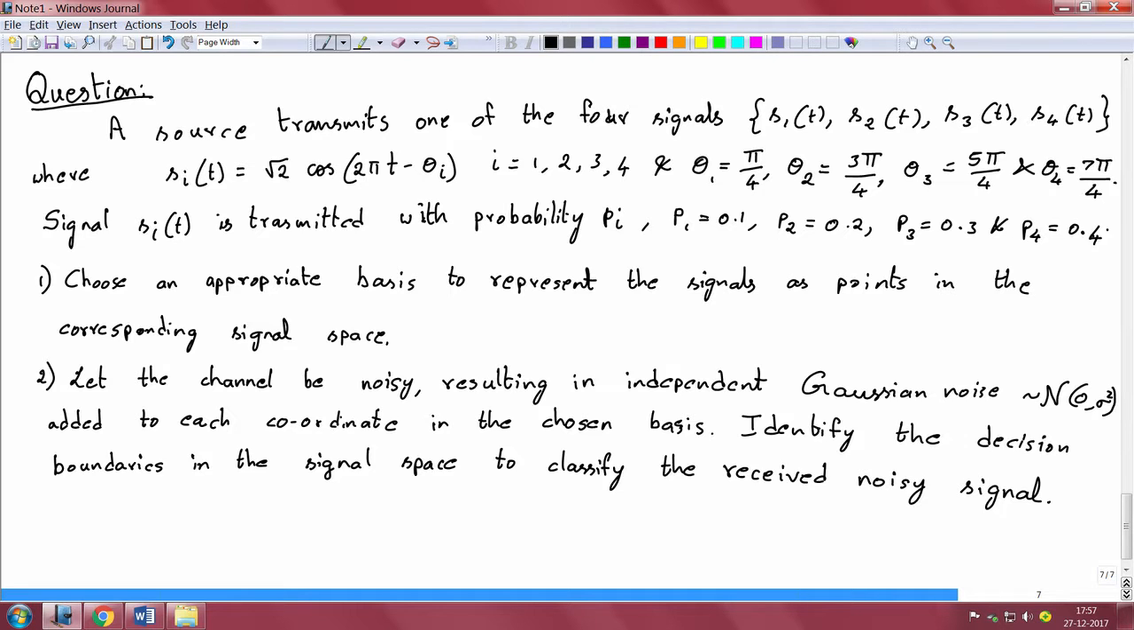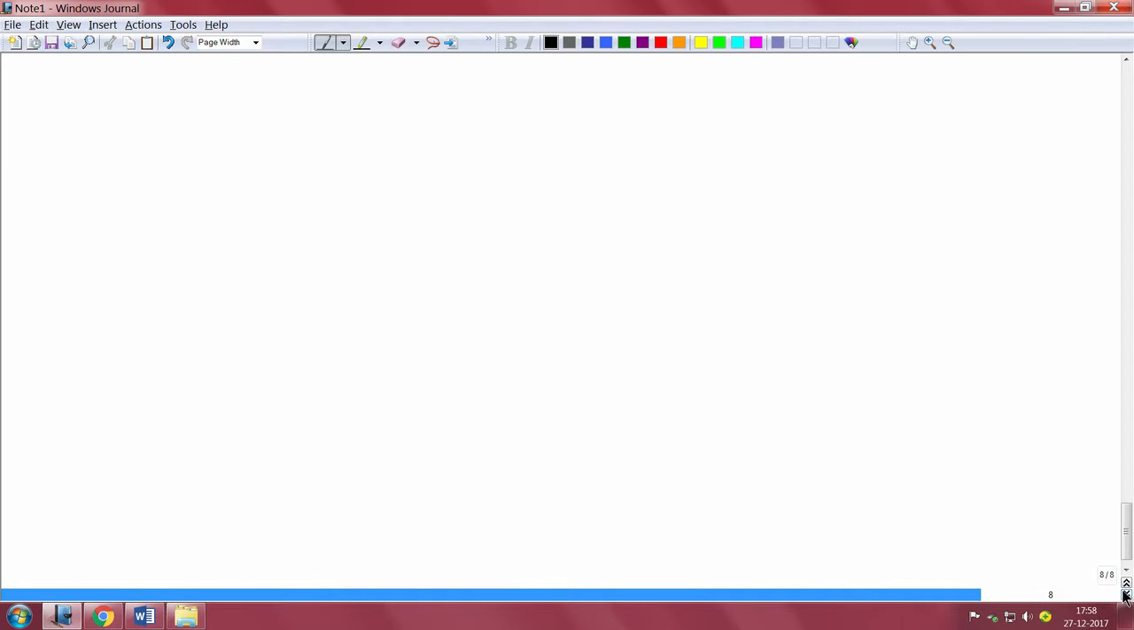So, the question asks us to represent these signals using an appropriate basis in a signal space. The second part of the question asks us to identify the regions within the signal space in order to make a proper classification of the signal. So, we will get into the details of this question.